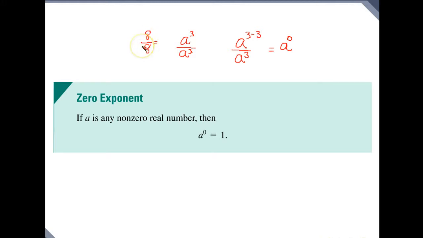Or what is any number other than 0 divided by itself? It's 1. This is 1. So by doing it this way, if we get a to the 0, what does a to the 0 refer to? A 1. And that's the definition of it. Anything to the 0 power is 1. And this is proof of it.